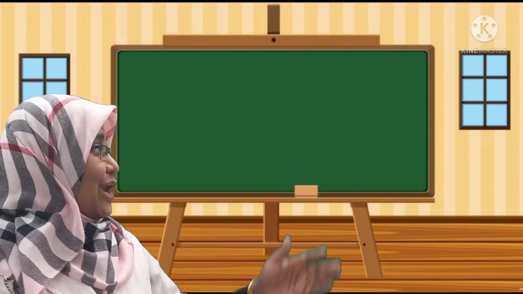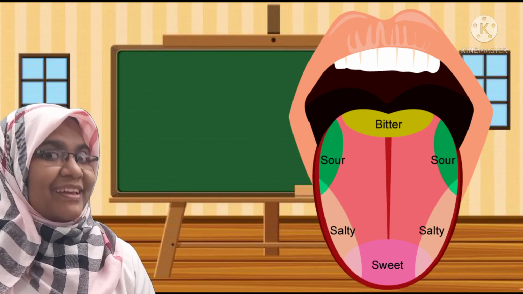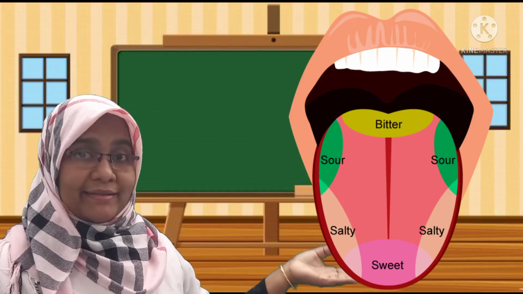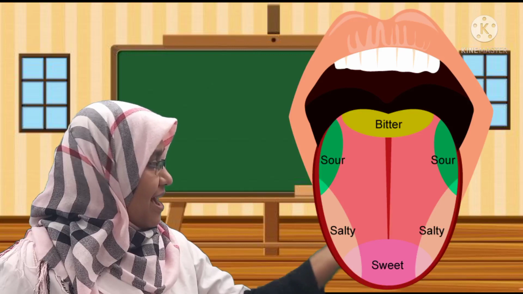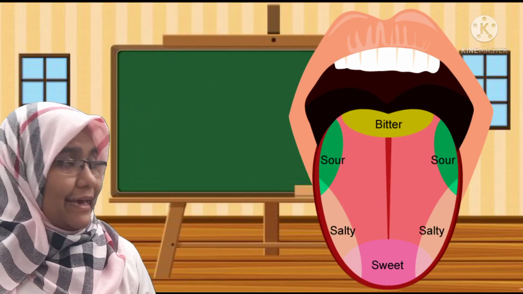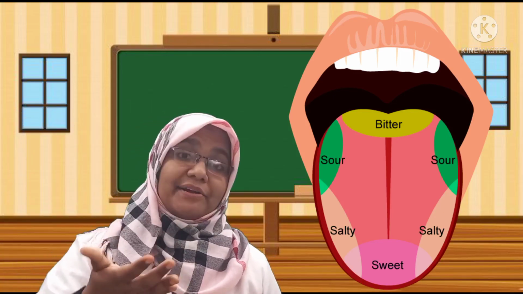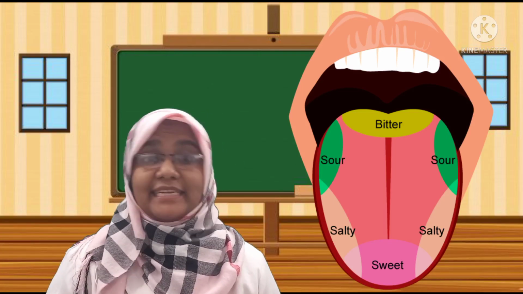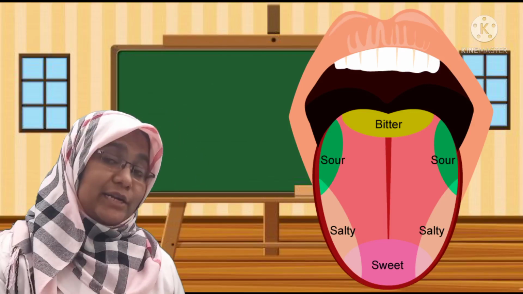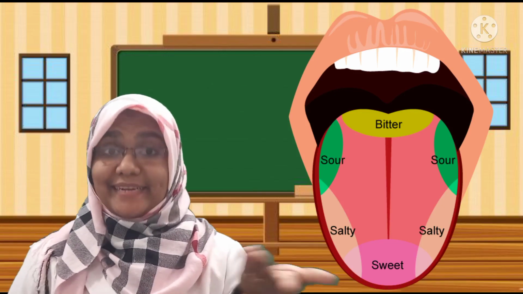Okay, my dears, look at this picture. What can you see here? Yes, the picture of the tongue. Here you can see some areas are sensitive towards some tastes. Clear? Okay. Listen here. The front part of our tongue is sensitive towards sweet taste.